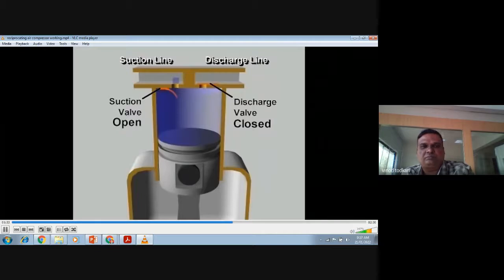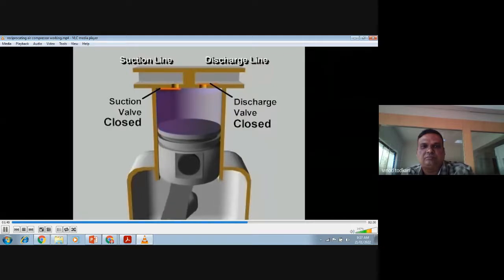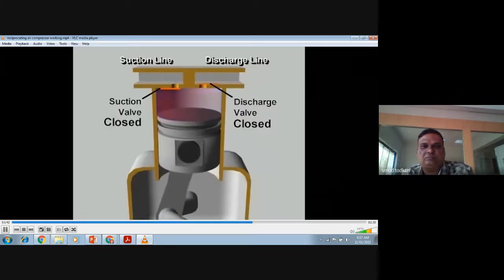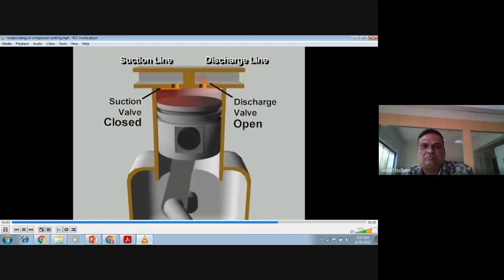Once past bottom dead center, the piston begins its upward stroke. The suction valve closes. As the piston moves up, it reduces the volume of the space in the cylinder, increasing the pressure of the vapor. When the pressure in the cylinder exceeds the high side pressure in the discharge line, the pressure difference pushes the discharge valve open, letting the compressed vapor flow out of the cylinder.